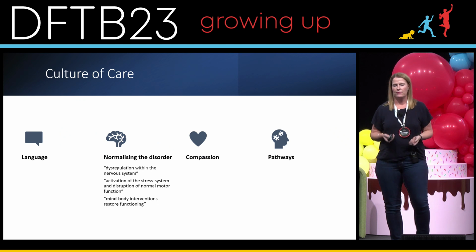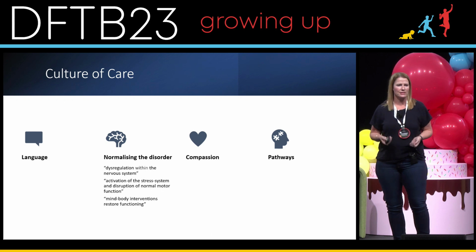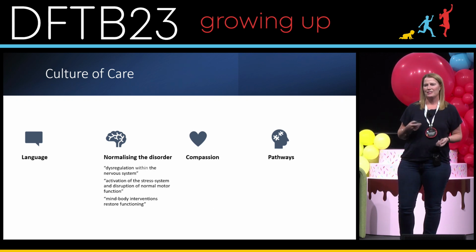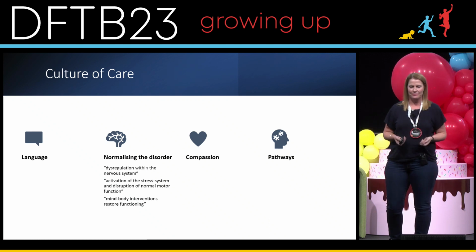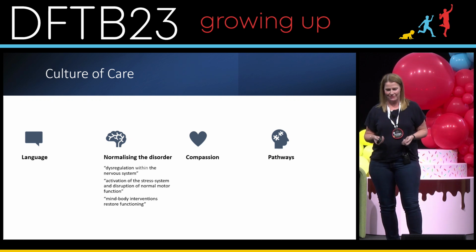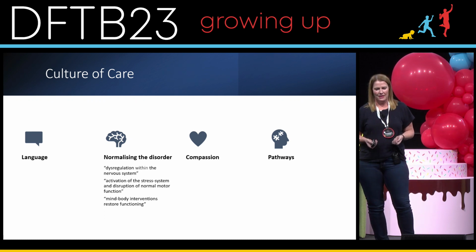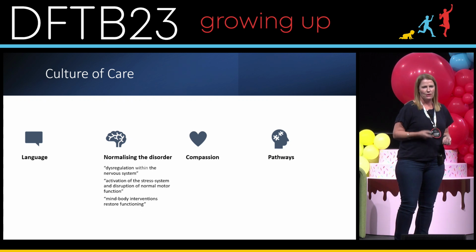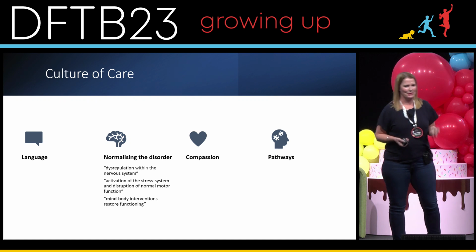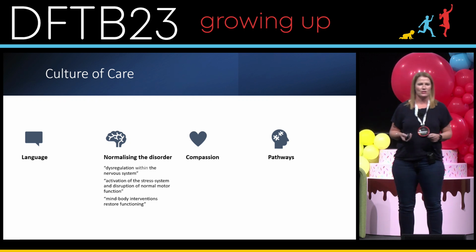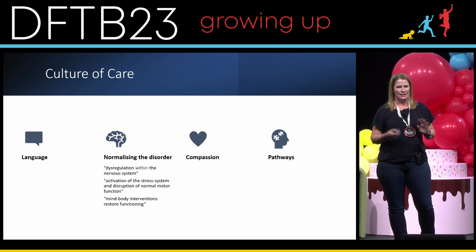Language is very important, and the feedback from families is that using terms like pseudo-psychological behaviour is often misinterpreted, even though our intentions are good, and actually leads to therapeutic rupture. Normalising the disorder: I'm hoping you can use things like dysregulation within the nervous system. That's a big lot of words, isn't it? Activation of the stress system and disruption of normal motor function. Mind-body interventions restore functioning. Families love it when you talk medical to them, because that's what they feel comfortable about. They don't want to talk about the psychological stuff. But if you can say, this is a stress disorder, but we see these changes in the brain, this is out of the control of your child, it can really lend to opening the conversation.